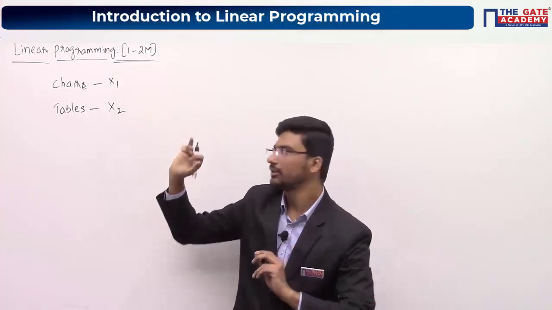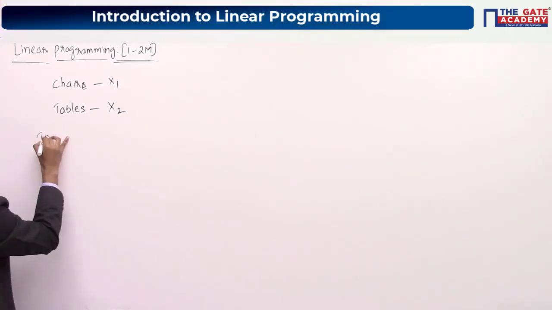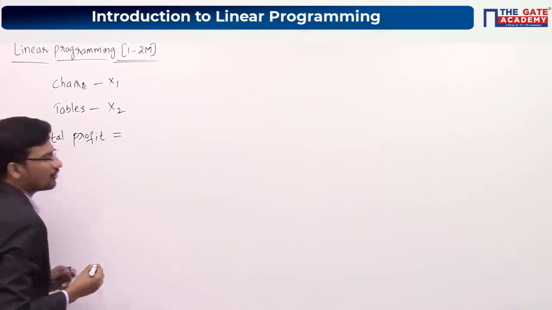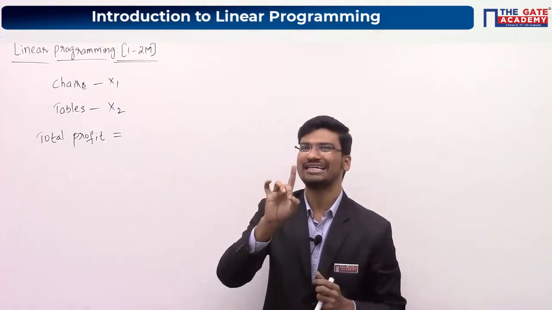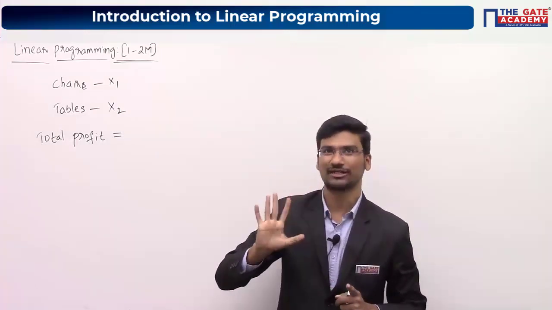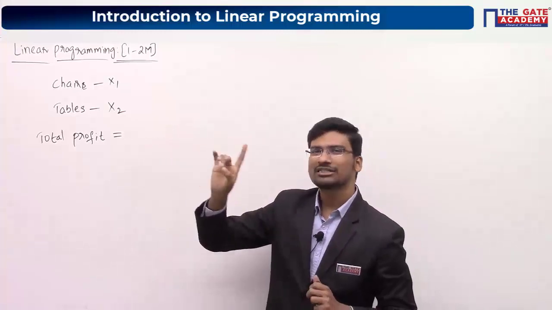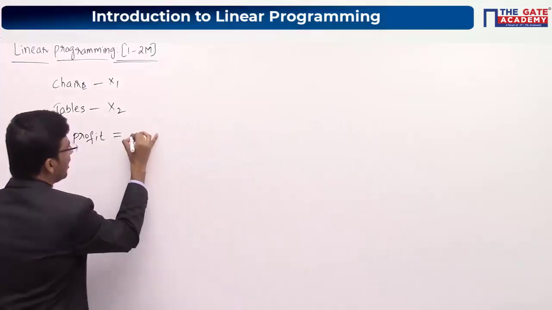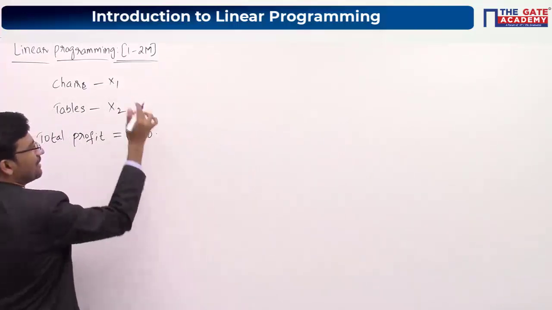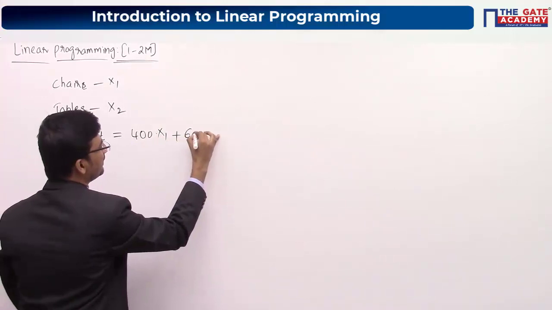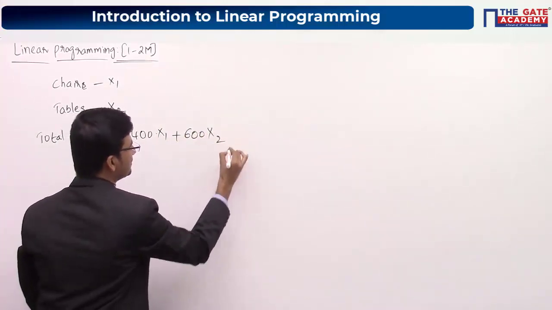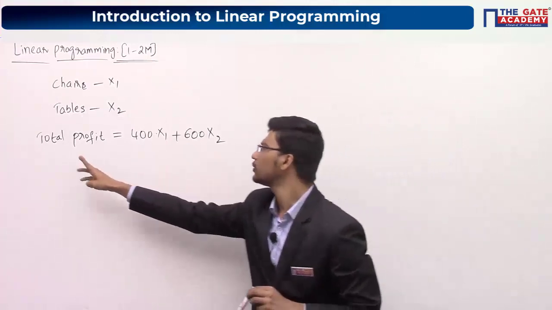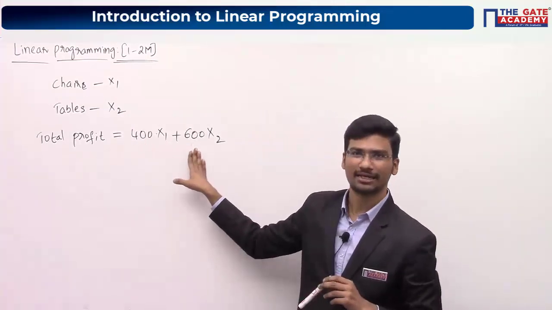Right. Now how can we write total profit? See, the profit for each table and the profit for each chair is given in the question. What is the profit for each chair? It is 400 rupees, I have told. So profit on each chair into number of chairs plus profit on each table into number of tables. I hope this is fine. Any doubt in this? Total profit is equal to 400x1 plus 600x2.